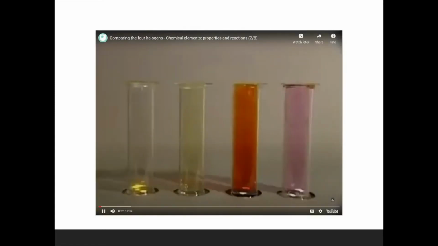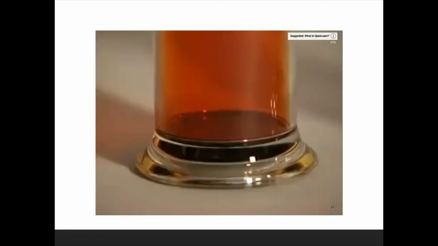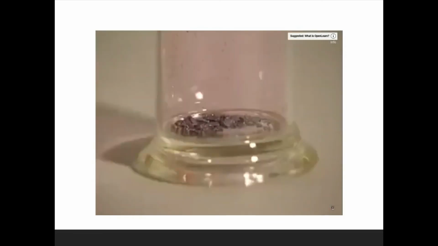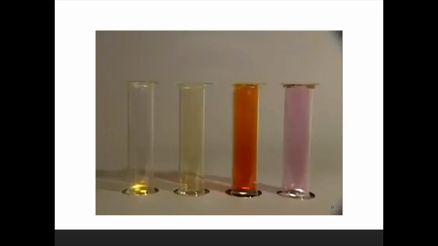Here are the 4 halogen elements: fluorine, chlorine, bromine, and iodine. Fluorine on the left is almost colourless. Next comes chlorine, which is greenish yellow. Fluorine and chlorine are both gases at room temperature, but bromine is a liquid and iodine is a solid. Even so, they're both quite volatile. You can see the coloured vapours, orange-red above the liquid bromine and purple above the solid iodine. Whether solid, liquid or gas, the halogen elements consist of diatomic molecules, F2, Cl2, Br2 and I2.